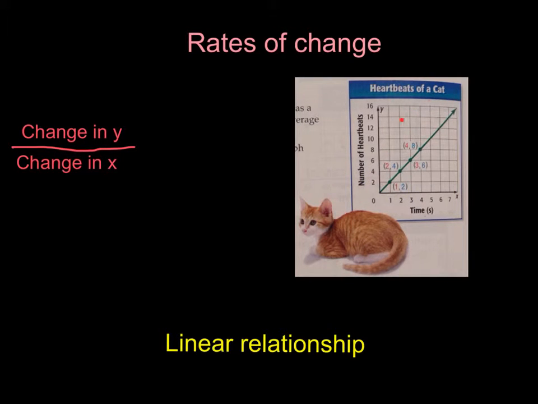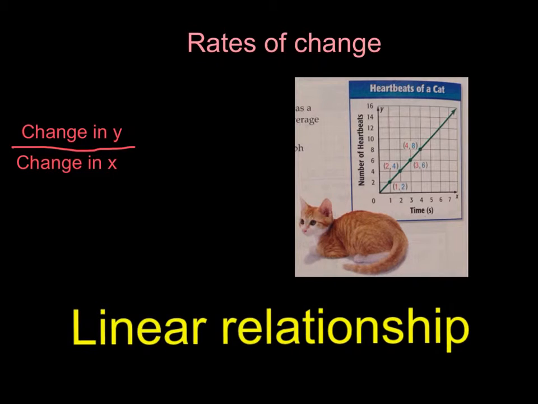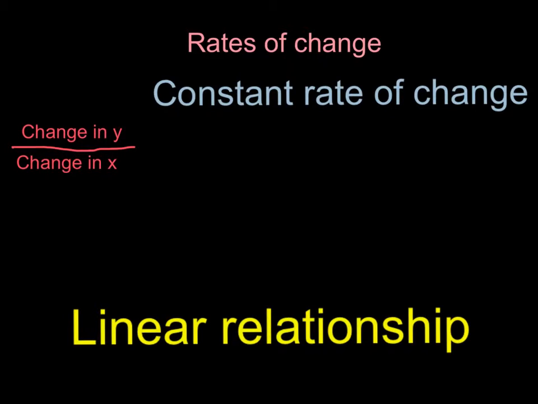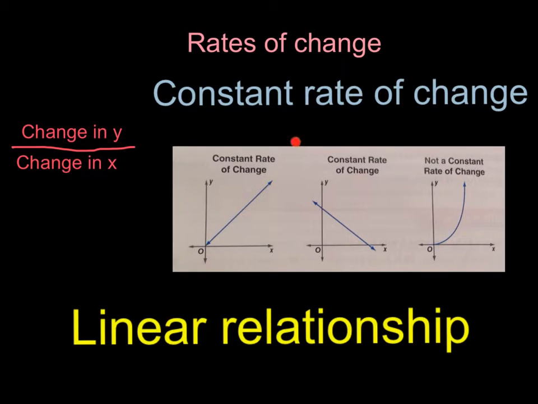So when we have a graph that has a straight line, just like that, it's called a linear relationship. And basically, linear means line and relationship. So this graph has a straight line, it has a linear relationship. And linear relationships have what we call a constant rate of change. So these two graphs right here are linear relationships.